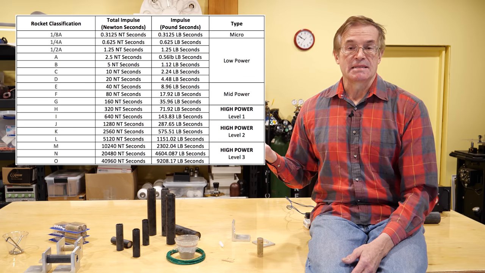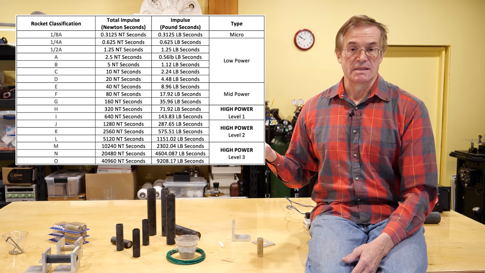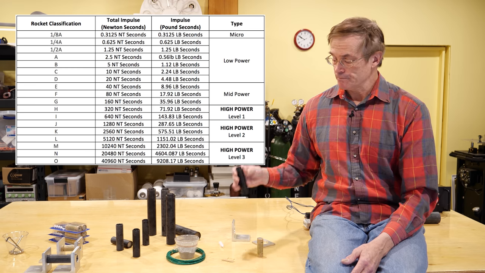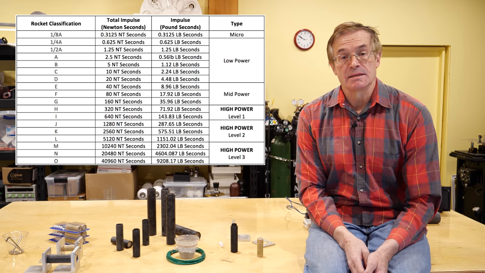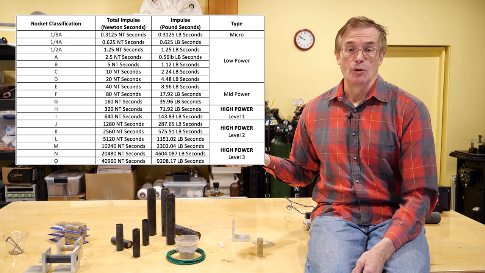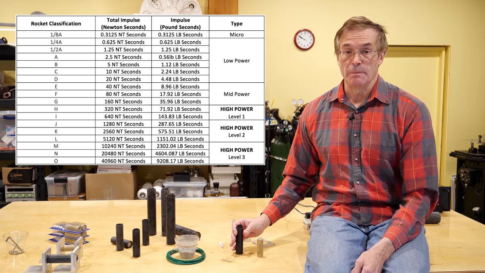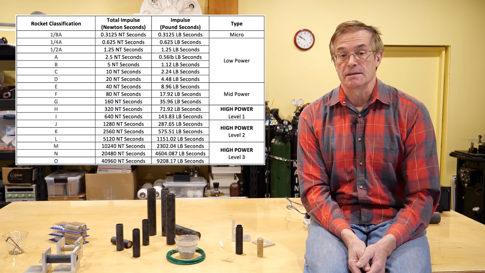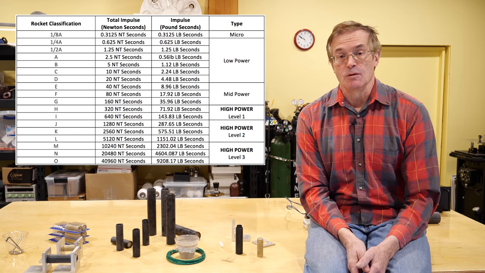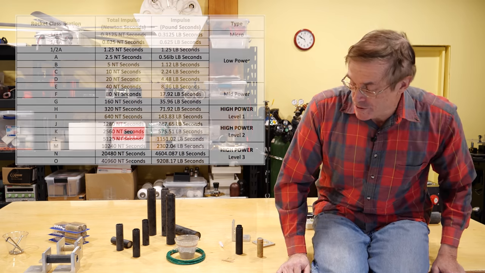And that represents 80 newtons for 1 second. So it's a pretty powerful motor. The larger motors that we built here are 4 times the size. And so instead of being an F motor, they're H motors. These are powerful motors with a total impulse of 320 newton seconds, or about 65 pounds for 1 second. So these are very potent motors.